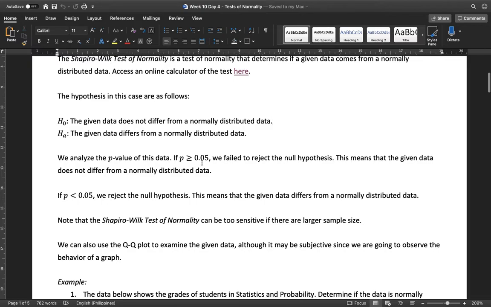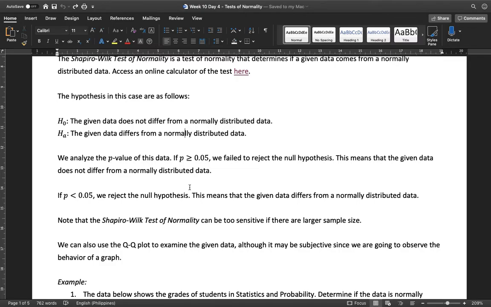If P is greater than or equal to 0.05, we fail to reject the null hypothesis. This means that the given data does not differ from a normally distributed data. If P, however, is less than 0.05, we reject the null hypothesis. So, pag in-input natin data natin, ang kailangan lang natin makita yung p-value. Kapag 0.05 pataas, fail to reject, normal distribution meron tayo. Kapag less than 0.05, reject the null hypothesis, hindi normal distributed yung data natin.